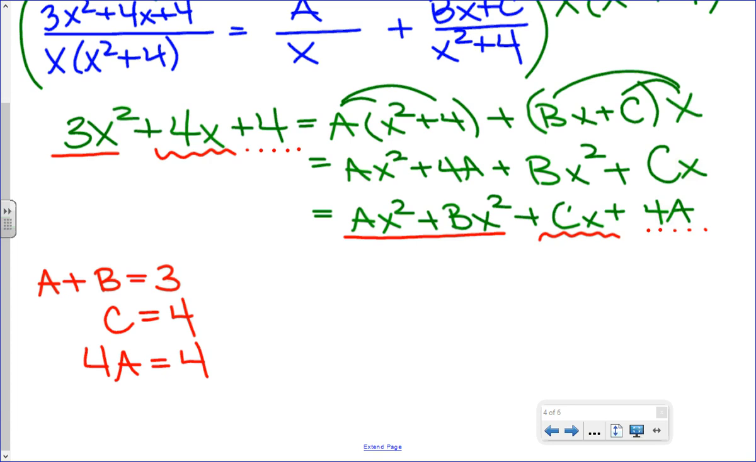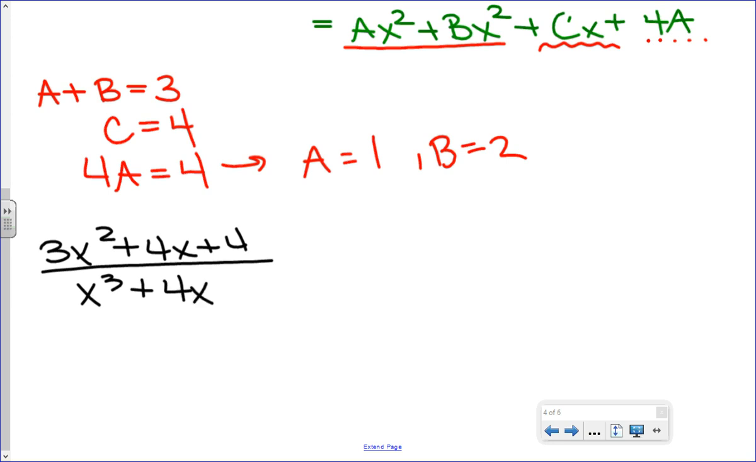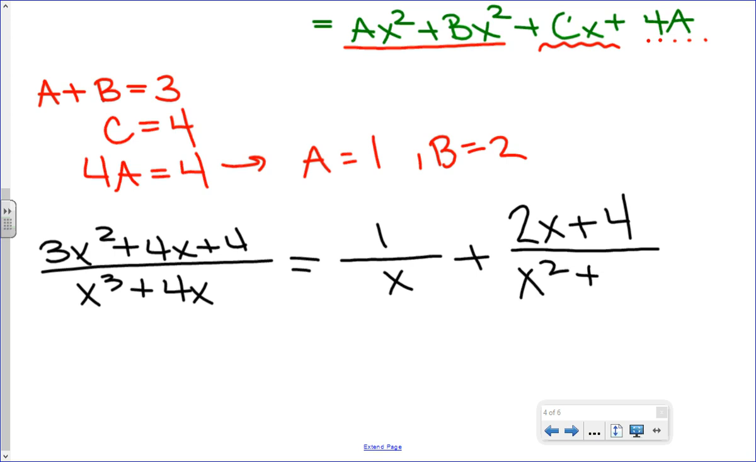All right, so what does this mean? This means A equals 1, right? And if A equals 1, what is that going to mean about B? B has to equal 2 since A plus B equals 3. Okay? So we can go back and say, all right, well, originally we had this. I just like to rewrite it. You don't have to do this, but what we had originally we can write as A over x plus bx plus c over x squared plus 4.